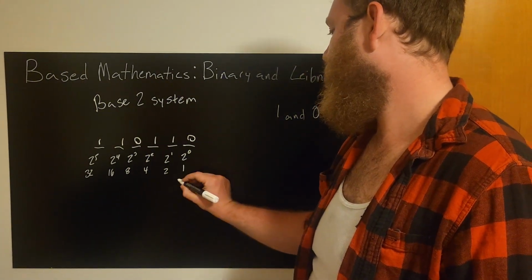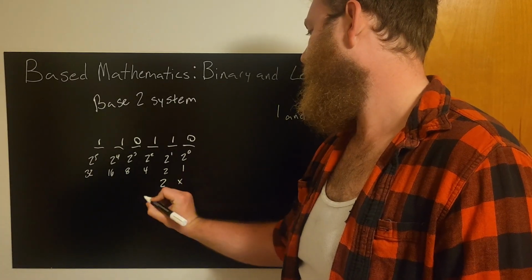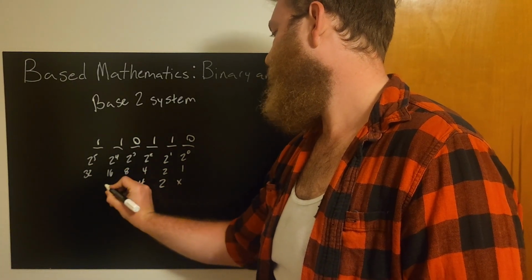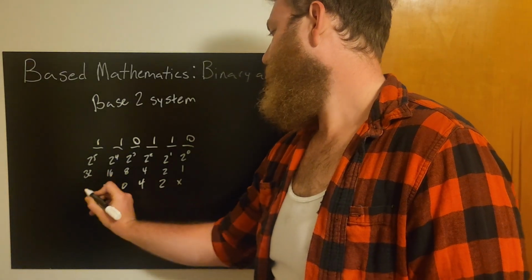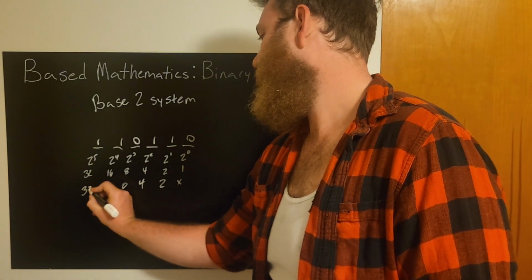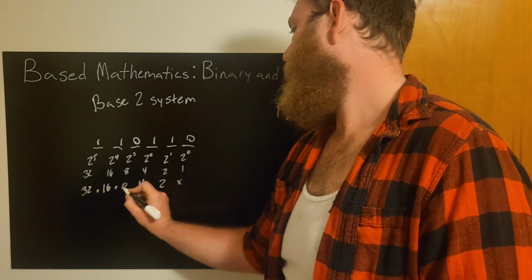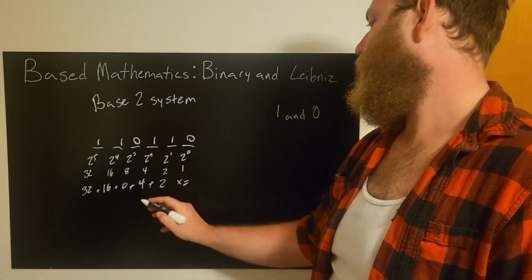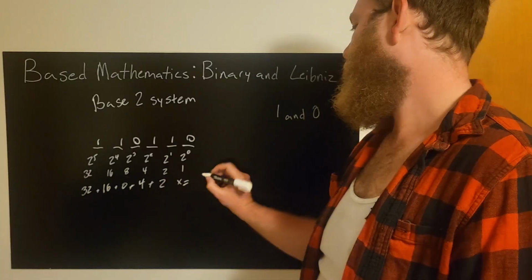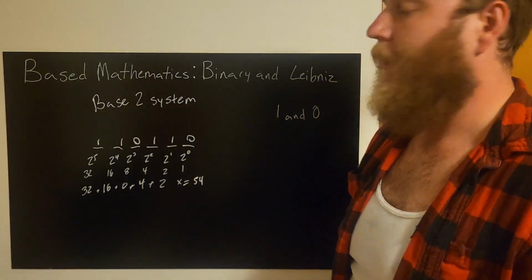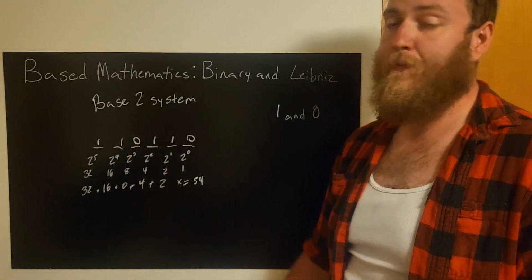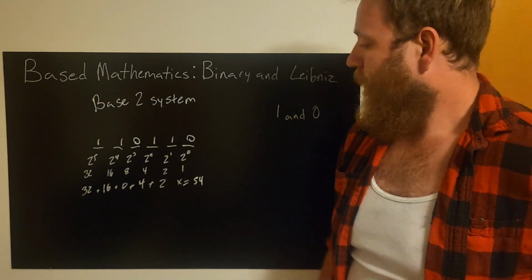Is 1 a part of it? No. Is 2 a part of it? Yeah. Is 4 a part of it? Yeah. Is 8 a part of it? No. 16 a part of it? Yeah. 32 a part of it? Yeah. And then you add these up, and you get 54. And that's pretty much how you count in binary. If this were completely made up of 1s, it would be 63.